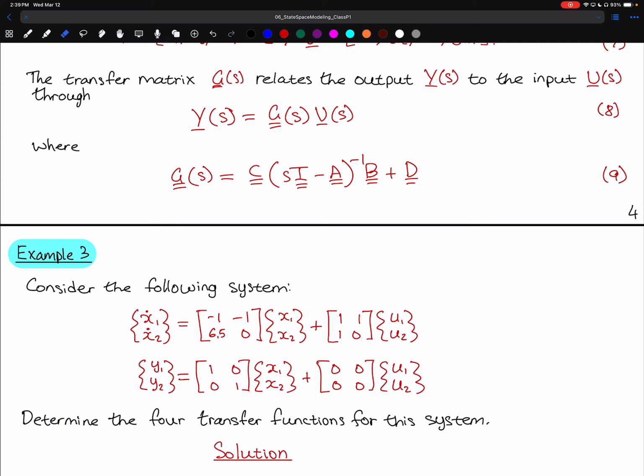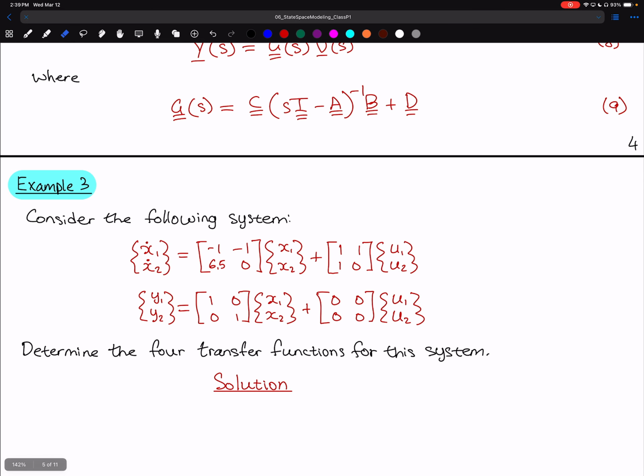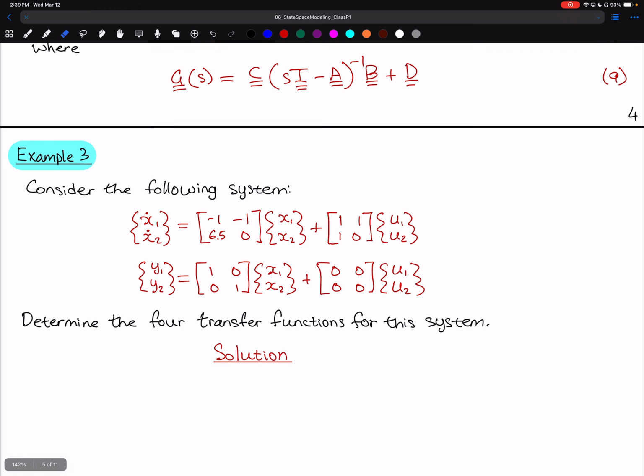Okay, we're going to consider an example where we go and find this transfer function. We have two state variables here, two outputs. We also have two inputs. Because we have two outputs and two inputs, we're going to end up with our transfer matrix being a 2 by 2. So there will be a transfer function for each output corresponding to each input. So 4 of them in total. We're given the following system shown here.